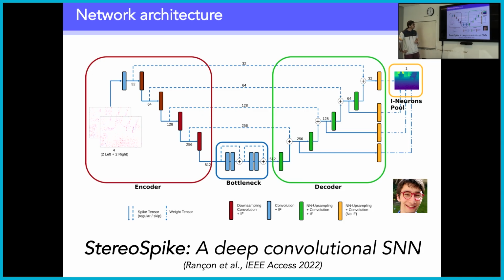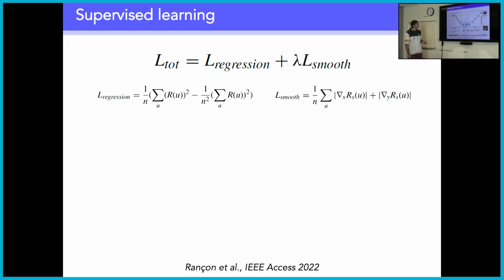And so he designed StereoSpike, which is a deep convolutional SNN. The idea here is that as inputs, you take the on and off images associated with the left and right cameras, and it goes into a deep spiking neural network. And at the very end, the task of the network is to predict the depth.